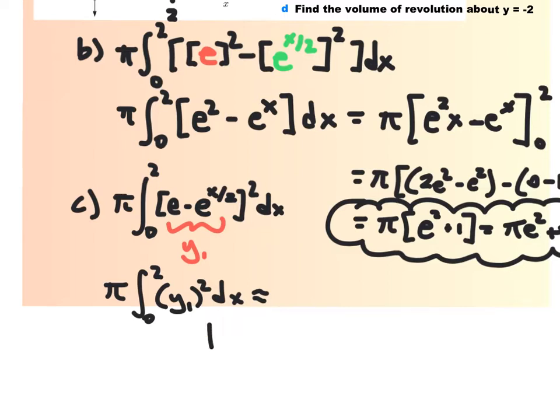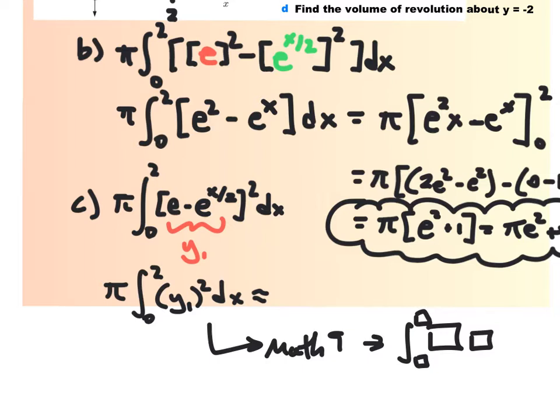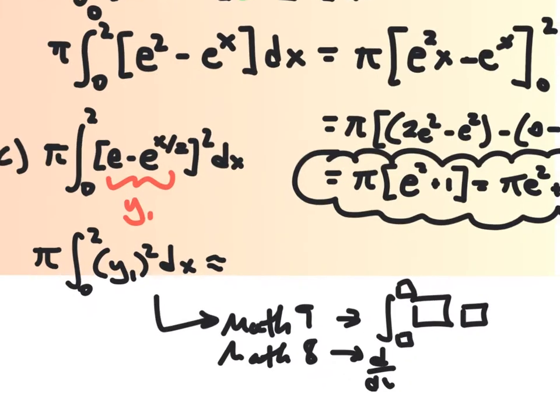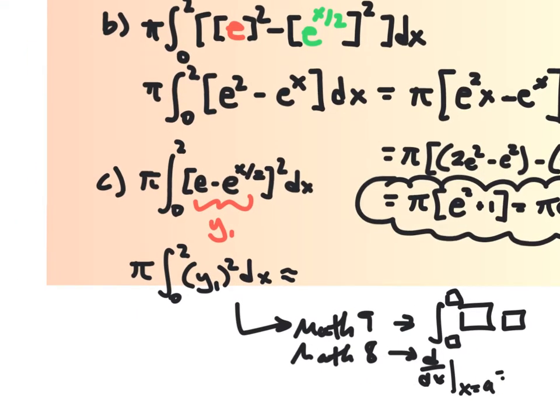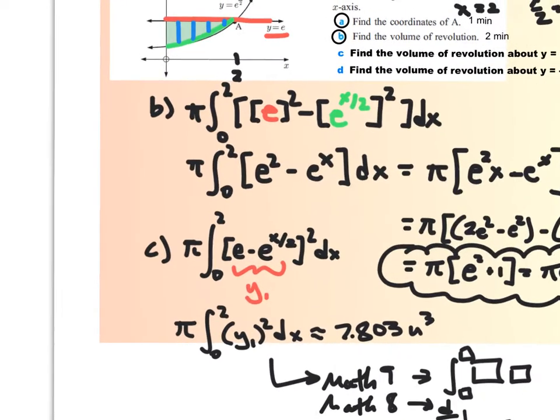Okay, so just so you're aware, the shortcut for this is Math 9. That'll get you numerical integrals. It'll give you some nice stuff to fill in here. Of course, you just fill it in appropriately. Math 8 would give you numerical derivatives at some value for x. Sorry, I totally jacked that up. Okay, so my value here, don't forget to multiply by pi, would be 7.803 units cubed.